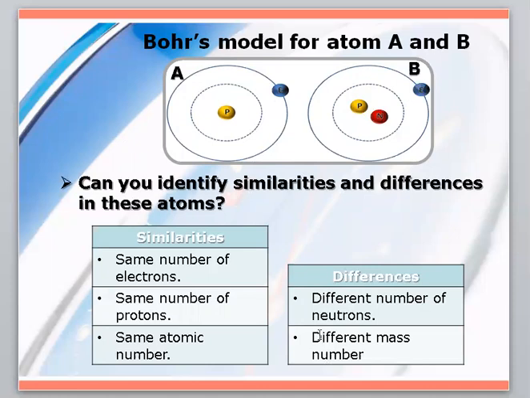Different mass number. Why is the mass number different? Mass number means the number of protons and neutrons present inside the nucleus. In element A, the atomic mass or mass number is 1 AMU, whereas in element B, we observe one proton and one neutron. That's why the mass number is 2 AMU.